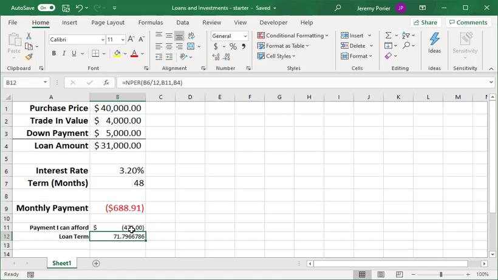So NPER takes everything except the number of payment periods. And it even takes a payment, whereas the payment function obviously is calculating the payment, and you tell it how many payment periods you would like. So both useful functions, and hopefully they can do well to help you on your exam.